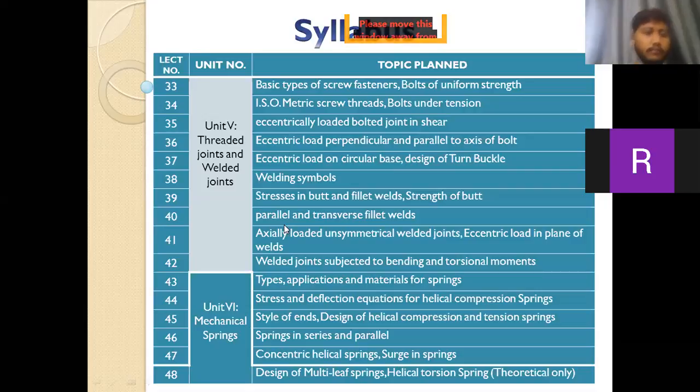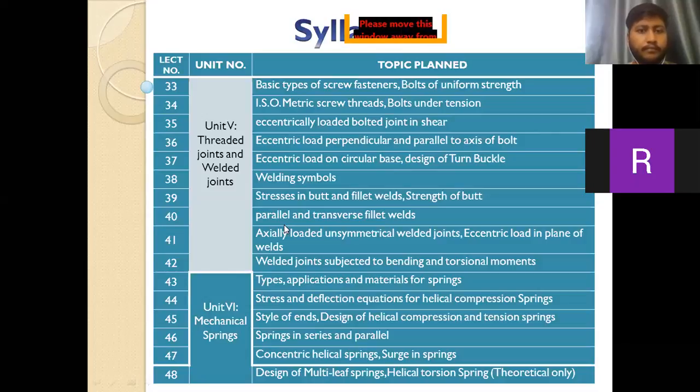So with that, once we know the material, we'll know the strength and different kinds of constants, and then using those we'll do the design. Then stress, deflection, and then what different types of ends, because different ends, meaning at the end of the spring, what kind of shape is there. So depending on that, your design will change. So then we'll see the helical and tension spring.